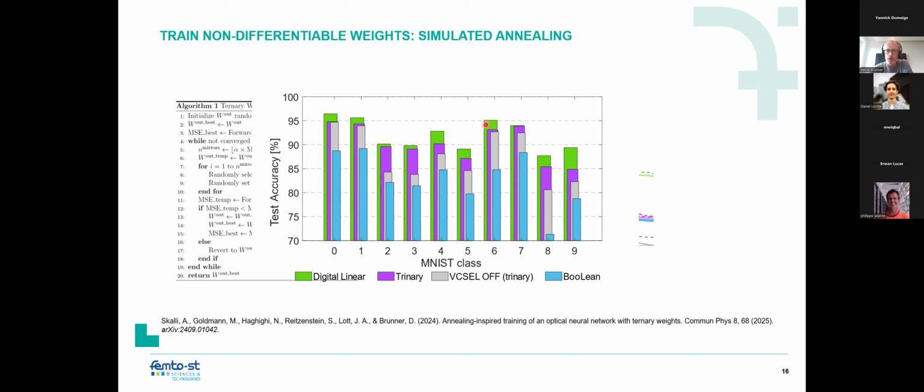So this is given for all the different digits in the green bar. With our trinary weights and our simulated annealing algorithm, we do start to get close. And I would like to stress again here, there is no post-processing going on whatsoever. But we never beat it. For not a single class did we surpass the linear threshold limit.